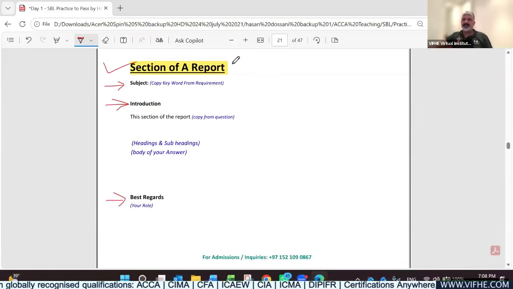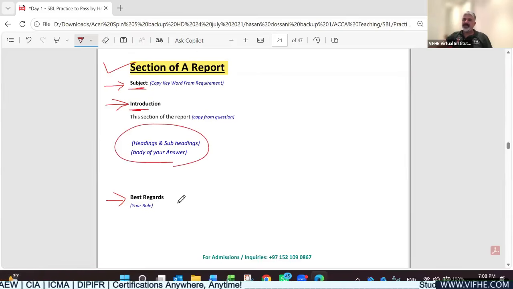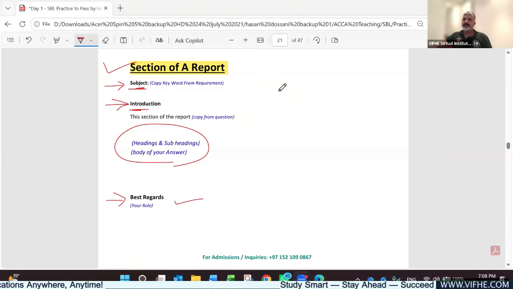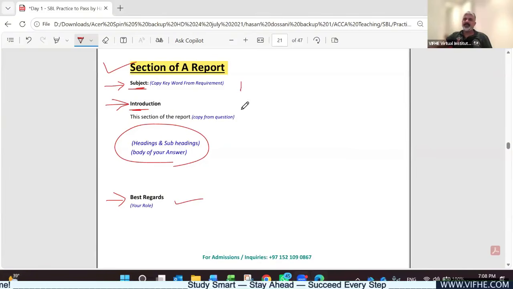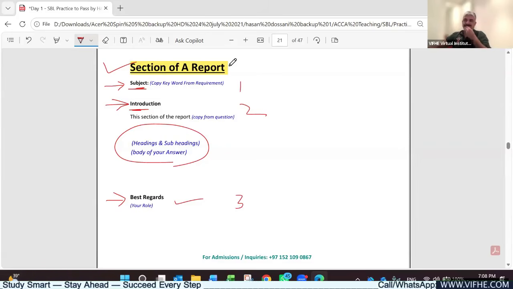Just give the heading section of a report, skip to, skip from, skip the date, just mention the subject, give an introduction, write your answer, and give a closure. It's a smaller version of a report. Three things only: one, two, and three. In report, there were six things, right? There were six headings. Here there are just three headings.